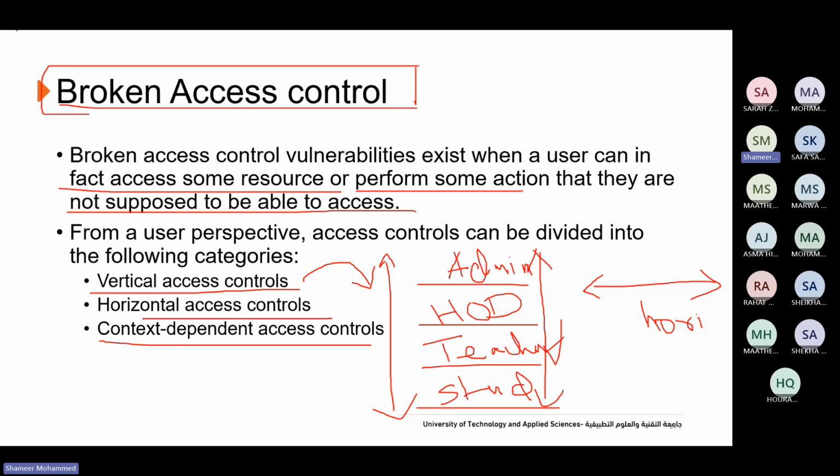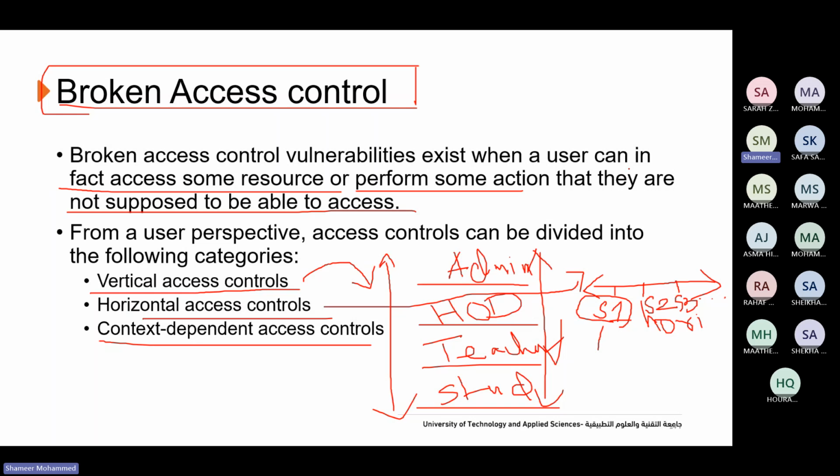Okay. Horizontal means you are in the same level. For example, student 1, student 2, student 3, etc. So student 1's marks can be seen by student 1 only. Student 2 cannot see the marks of student 1. If this is happening, that means there is a broken access control at the horizontal level. So this is the horizontal level.